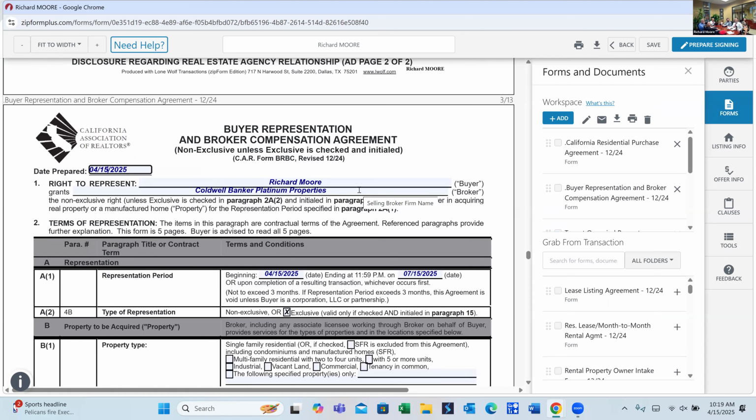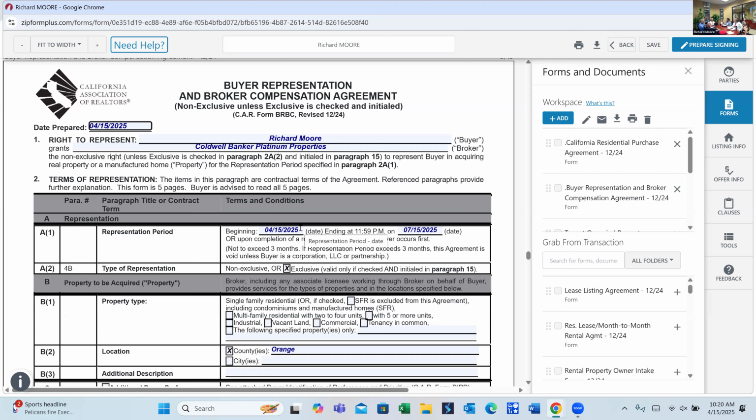If you make this for longer than 3 months, it's not enforceable. So you can lose out as a matter of fact. And then section A2, type of representation, well, I want exclusive. That's what I want. So no matter what that buyer purchases, I'm entitled to compensation. Now, people get nervous about that, but the ability for the buyer to cancel is there, and it's no more than a 30-day cancellation notice. If you don't choose exclusive, they can send you notification today, and the buyer representation broker compensation agreement is terminated.